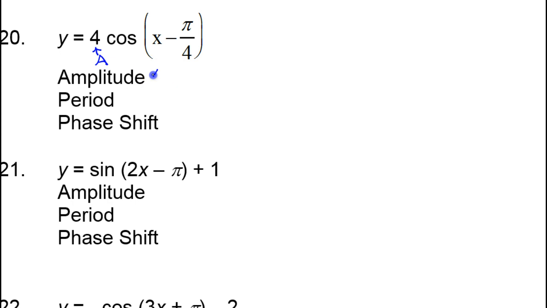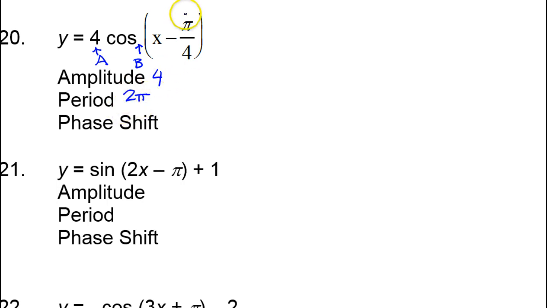That tells us that the amplitude is going to be 4. The amplitude is always positive. Even if this were a -4, the amplitude would still be positive 4. The B value goes right here. There is no visible B value, which means that the B value is 1, so the period is going to remain 2 pi like normal.